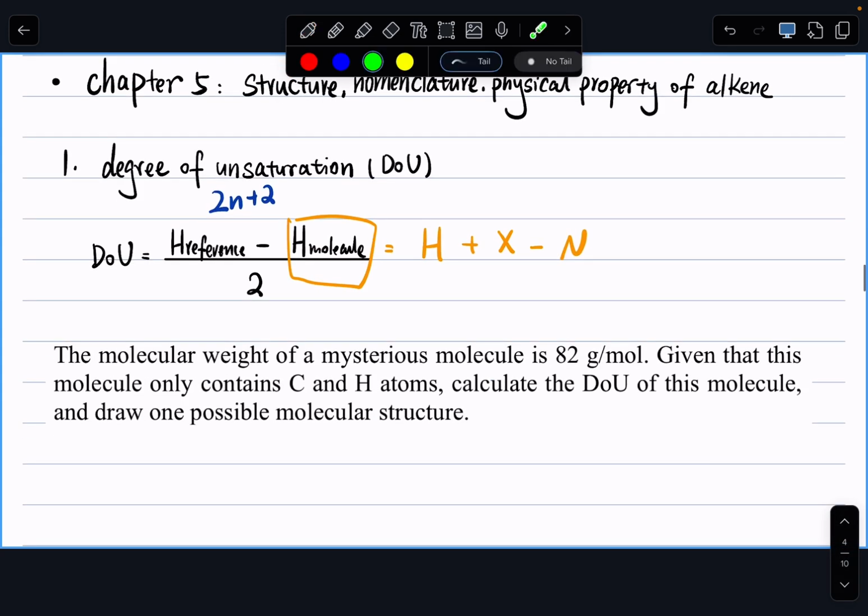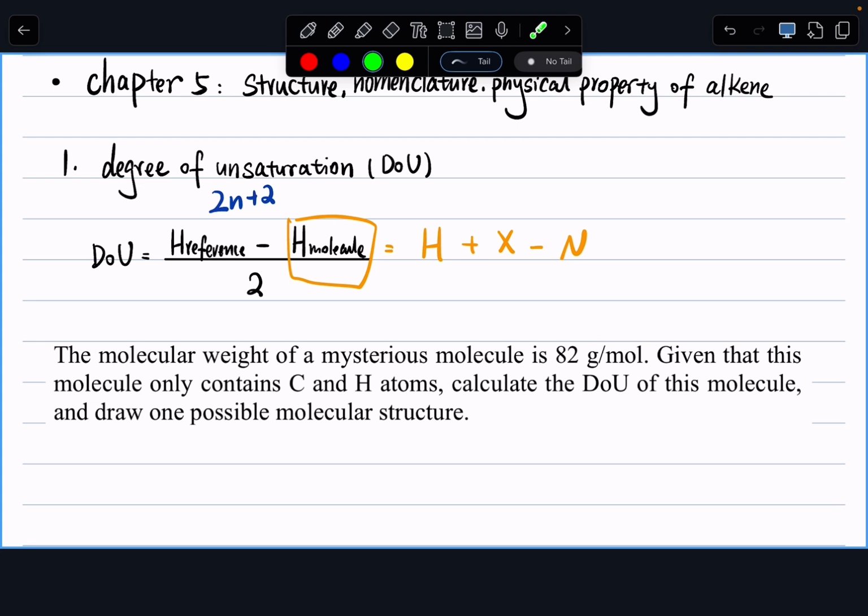This one I took from one of my previous 14C exams, which says the molecular weight of a mysterious molecule is 82 grams per mole. And we tell you this molecule only contains carbon and hydrogen atoms. Calculate the DOU of this molecule and then draw one possible molecular structure.